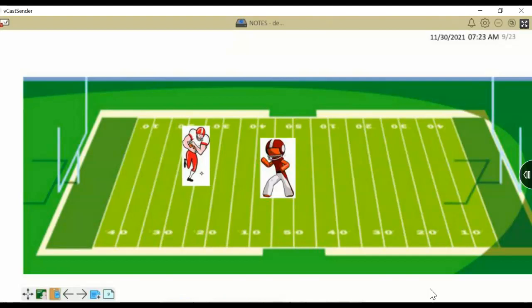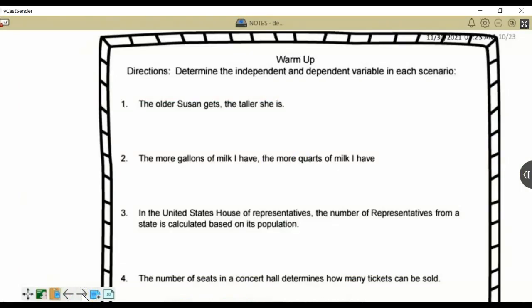He's independent because he can move wherever he wants. He moves depending on where the independent moves. So we're going to be asking these questions while we figure out what is independent and what is dependent. So let's read some scenarios or situations here and determine which variable is dependent and which is independent.